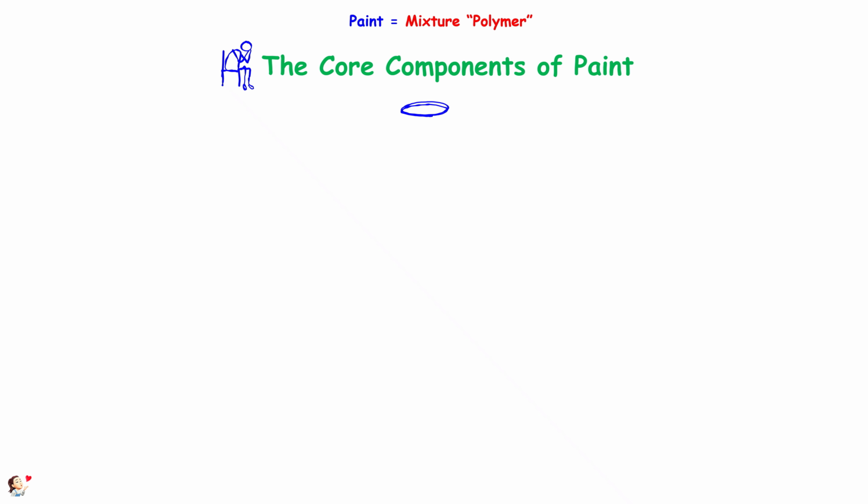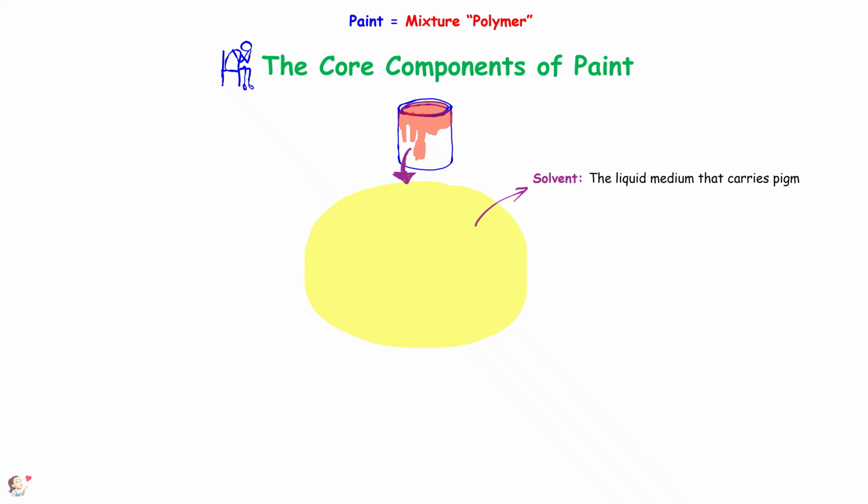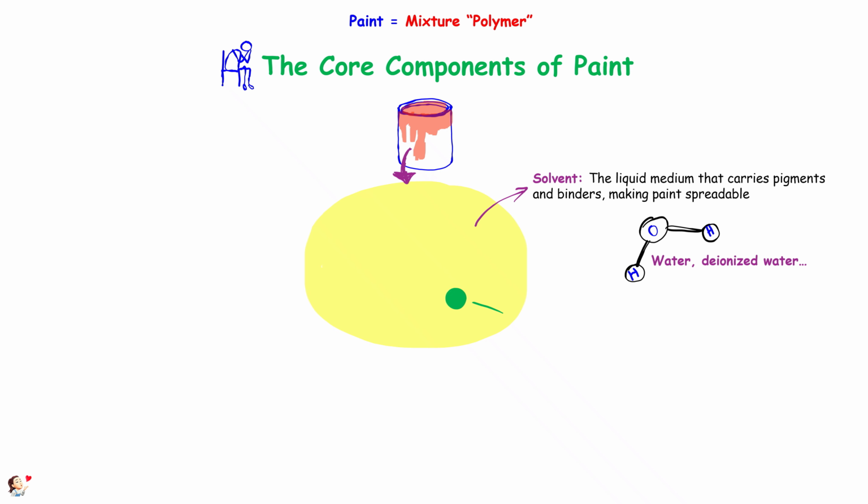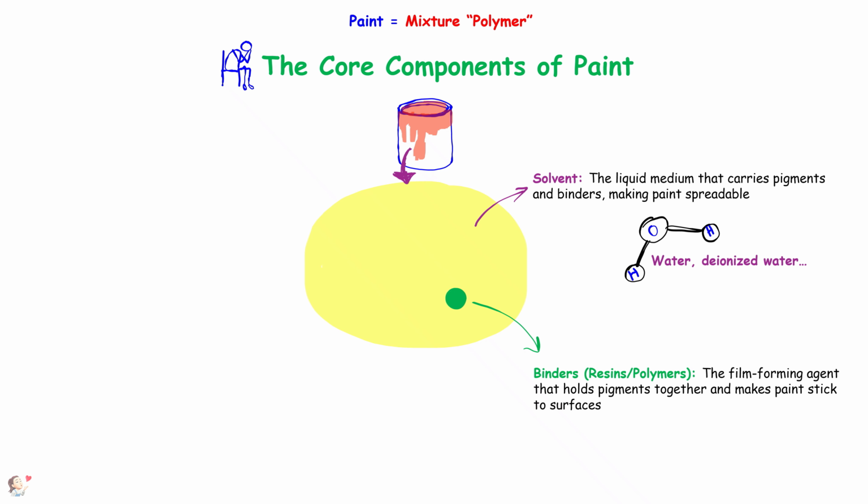Take a can of paint and examine it closely under a microscope. You'll be surprised to learn that paint is made up of 4 main components. That's fascinating. The first component is solvent, the liquid medium that carries pigments and binders, making paint spreadable. In most cases, the solvent is water or deionized water. The second ingredient is binders, the film-forming agent that holds pigments together and makes paint stick to surfaces.